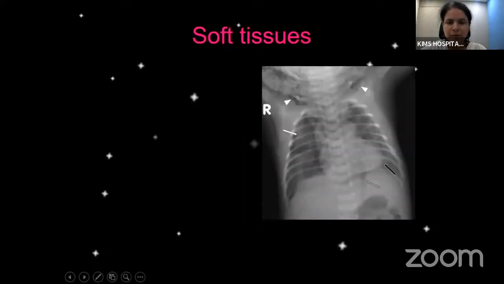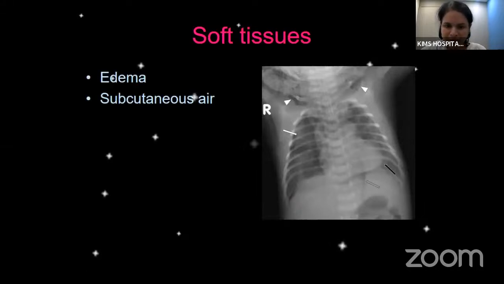Now, the third aspect in our interpretation is the soft tissue. So the abnormalities that we may anticipate in the soft tissue may include the presence of edema or the presence of subcutaneous air, which can sometimes be seen if there is subcutaneous emphysema.